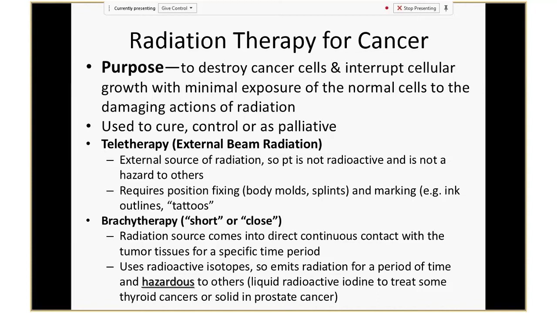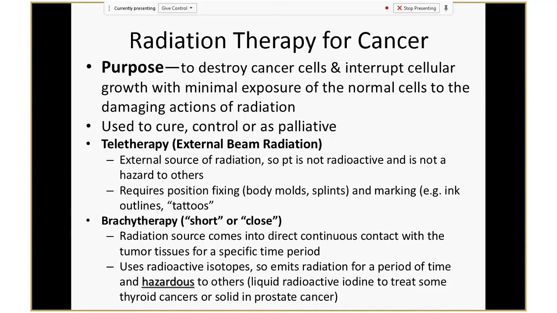Teletherapy is probably the most common type of radiation that you are probably aware of, and this is just the external radiation where you go into the big machine, and they put like a crosshair over where the tumor is in the body, and they do that 5 days a week for 3 to 4 weeks, and they go exactly right where the radiation is being directed into the skin. They do the same place every single time.